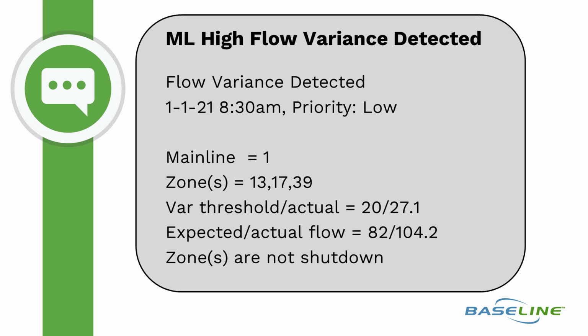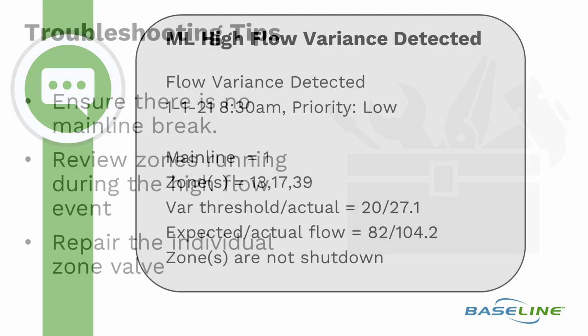Looking at the message again, we see that zones 13, 17, and 39 are the suspects. Notice that the variance threshold is measured as a percentage. The controller was allowing 20% variance, but actually saw a 27.1% variance. The expected and actual flows are measured in gallons per minute. The controller expected 82 GPM from zones 13, 17, and 39 combined, when in fact it saw 104.2 GPM.